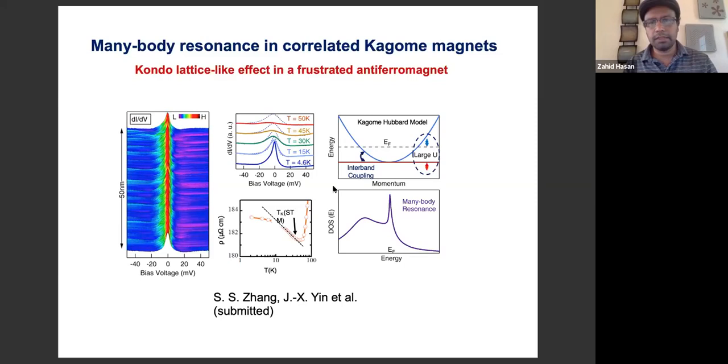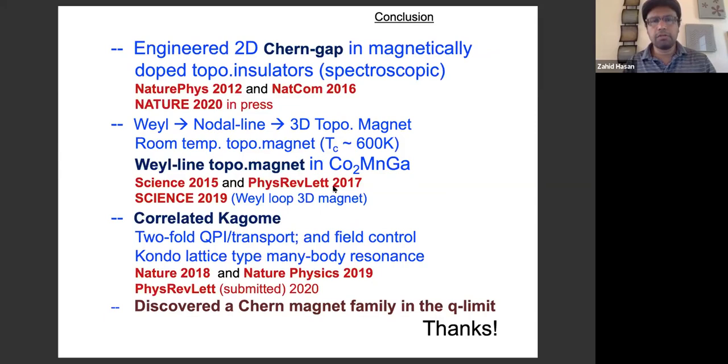Okay, so I reach my conclusion. I would say it took us 10 years, starting with doped topological insulators becoming magnetic, and developing the spectroscopic technology and experimental diagnostics to identify the Chern gap. And then with the knowledge and the experience gained over that period of time, we could finally discover something where you could actually see edge state, at least in transport. So this is really exciting to me.